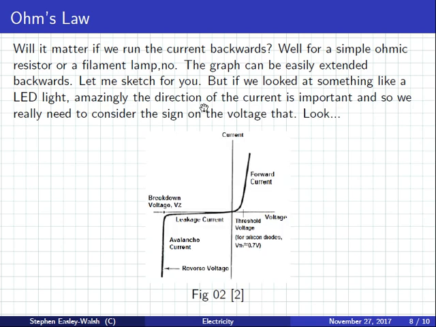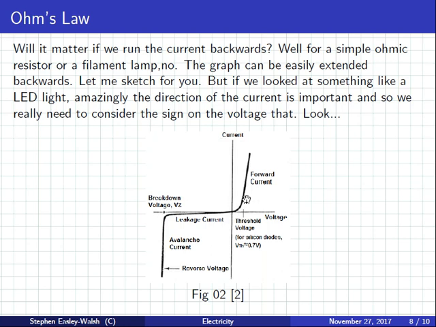Now this is quite surprising because the direction does matter for an LED. If you reverse the battery, you don't simply get the same shape in the minus. You get a different shape. Now, before you draw this, let's just look at what's happening. As I increase the voltage, interestingly, what happens here? Does the resistance get bigger or smaller?